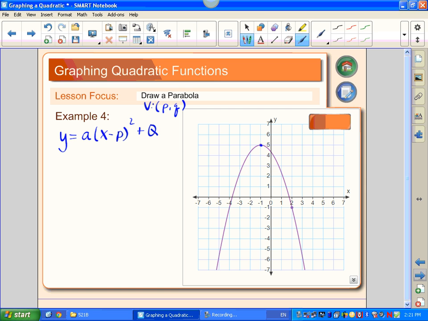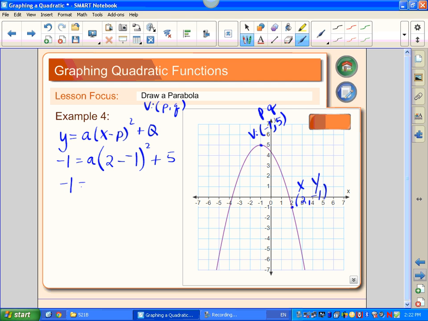So the vertex is right here, and that is the point -1, 5. This is the p, this is the q. And I have a point here, and this point is at 2, -1. That's my x, that's my y. So we take these points and we put their coordinates into the equation that we have. So I will have -1 is equal to a, my x is 2, subtract the -1, squared, plus 5.